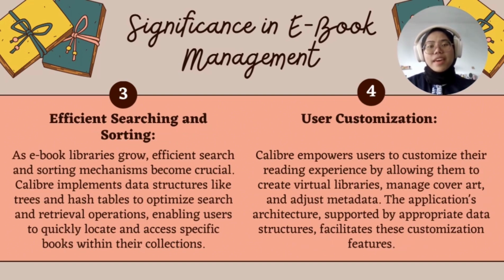The third one, efficient searching and sorting. As ebook libraries grow, efficient search and sorting mechanisms become very crucial for management. So, Calibre implements data structures like trees and hash tables to optimize search and retrieval operations, enabling the user to quickly locate and access specific books within their own collection. And I'll proceed to number four.